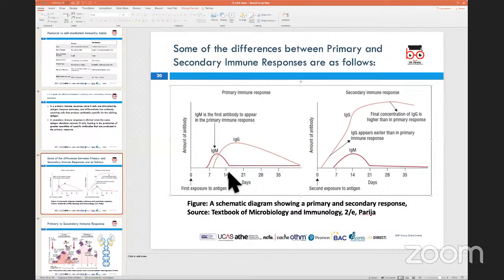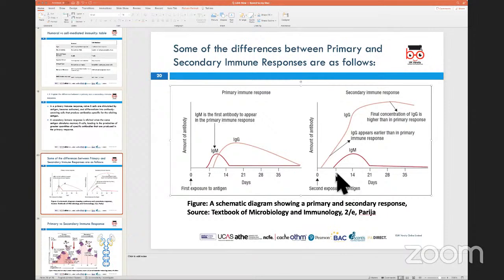So in the first exposure, you would see the cycle tends to be more even. It will peak at some stage, and once the peaking has happened, that means your body has produced enough antibodies to be able to overcome the infection, and it will slowly and gradually go back to normal.